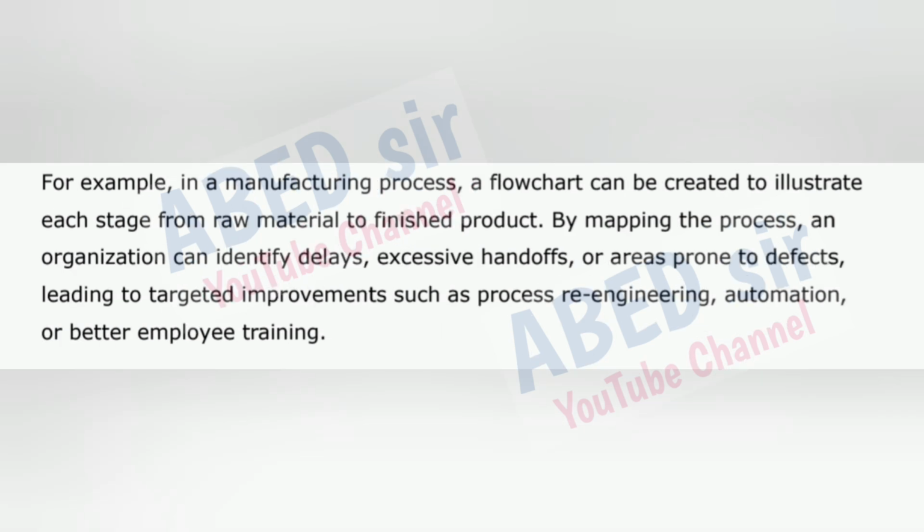For example, in a manufacturing process, a flowchart can be created to illustrate each stage from raw material to finished product. By mapping the process, an organization can identify delays, excessive handoffs, or areas prone to defects, leading to targeted improvements such as process reengineering, automation, or better employee training.